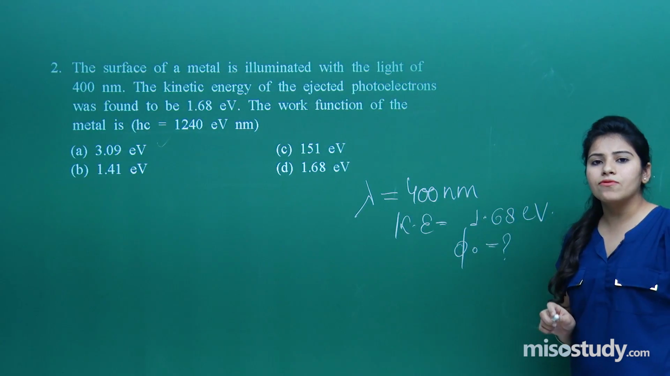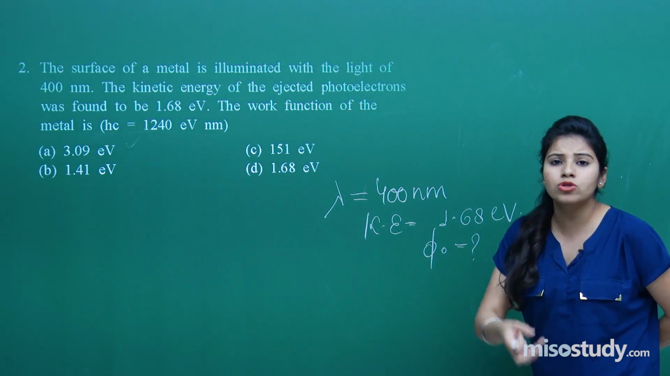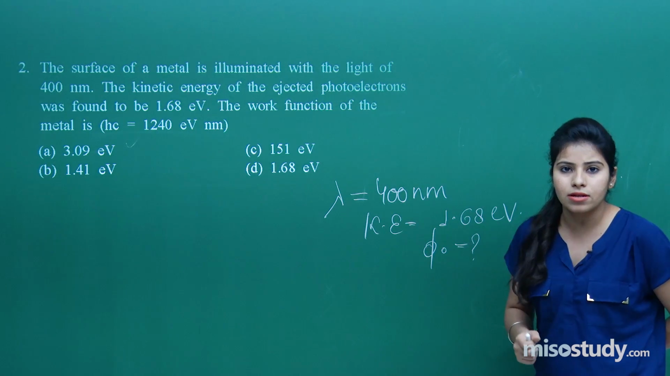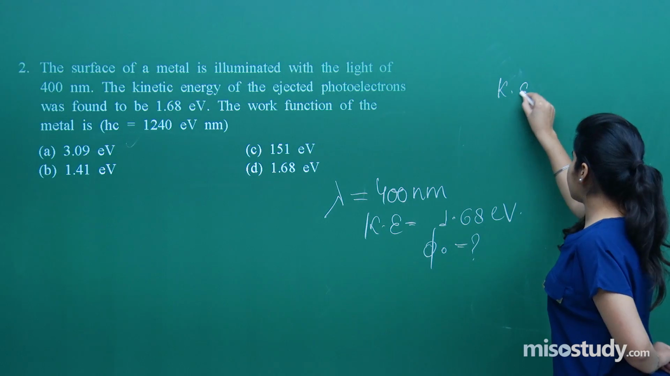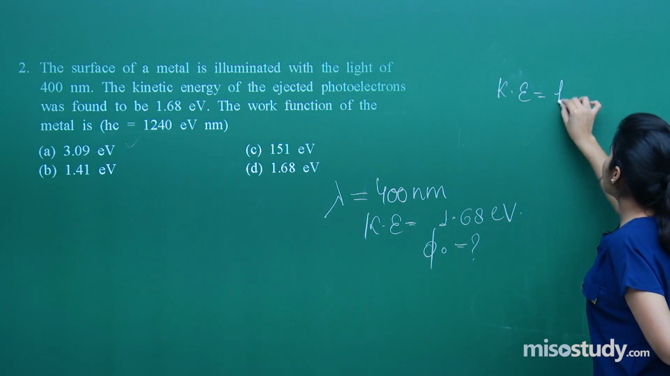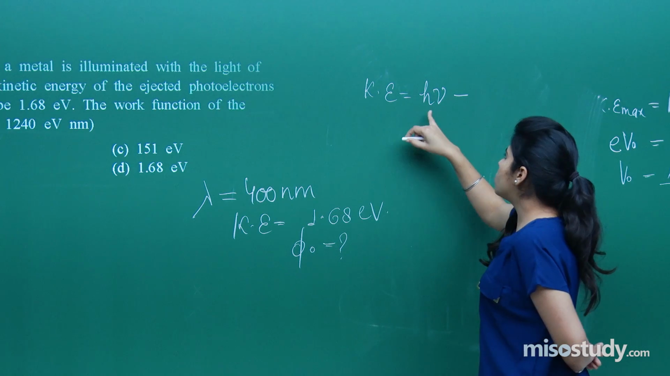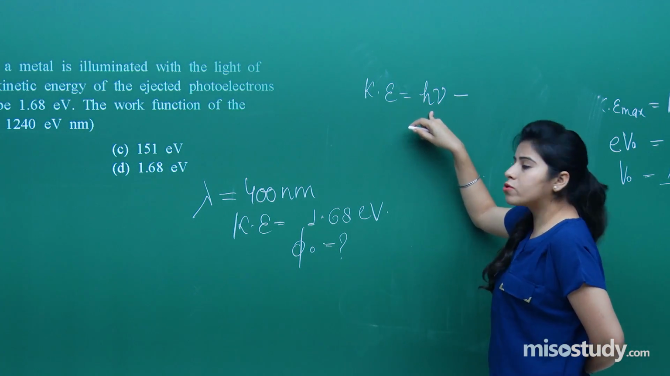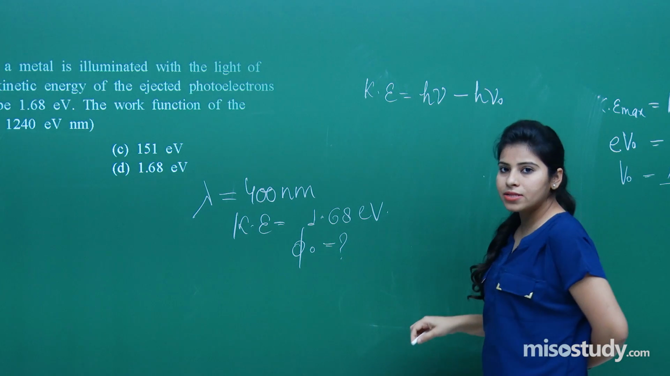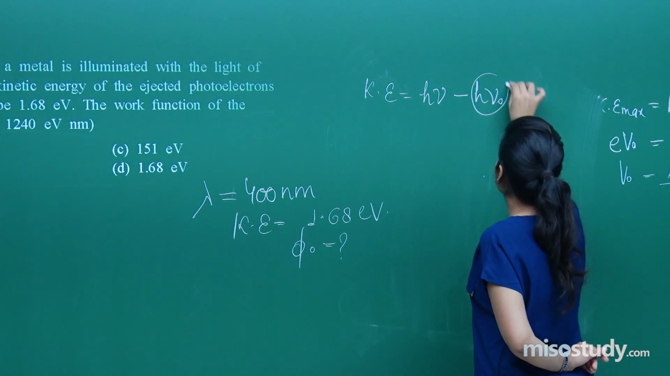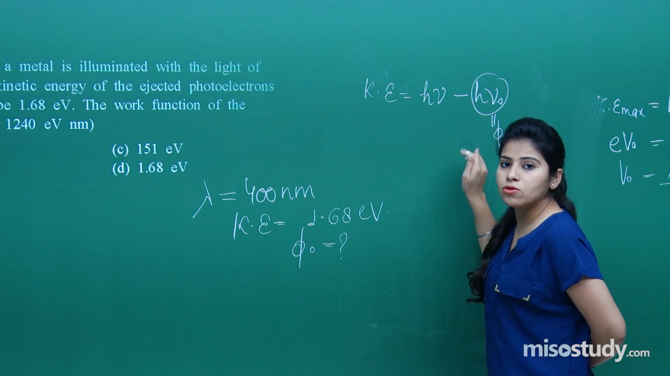Now, you know that work function is the minimum energy that is required to eject the electron from the metal, right? Now, we know the formula. The formula says the kinetic energy of the emitted photoelectrons is h nu, that is the energy of the photons, minus h nu naught. That means this is the work function. You can write it as phi naught. And we have to find this phi naught.